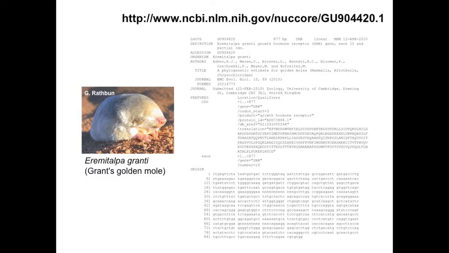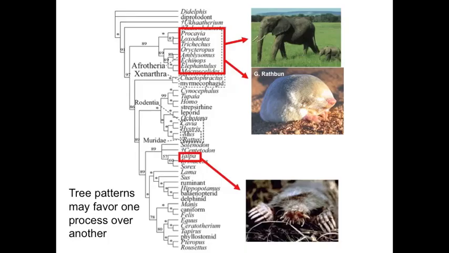a minute ago. And you can use these data to put a golden mole, Eremitalpa, in the tree of mammalian life. Where this golden mole ends up is within this clade known as Afrotheria. You don't have to worry about Afrotheria, but what I want to convince you of is that this golden mole has a closer evolutionary history shared with the African and Indian elephant, among other mammals. These two animals are more closely related to each other than this animal is to a talpid mole.